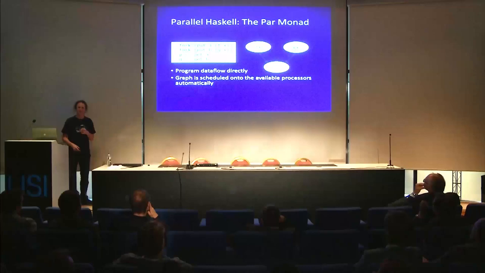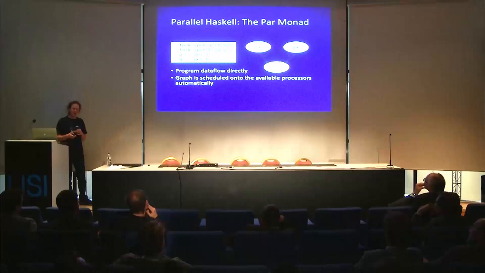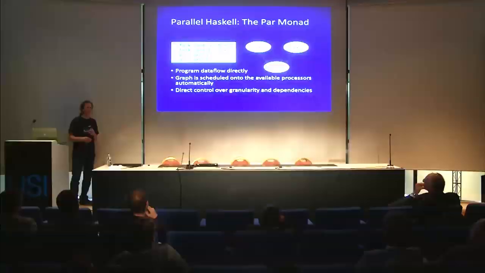So this gives you a slightly more explicit programming model than strategies was. The programmer has to say a bit more about the dependencies, a bit more about the structure of the program. But in return, they get more direct control over the granularity and the dependencies. So this is a different set of trade-offs. If the programmer wants to have a bit more control, they can use this programming model. But it doesn't give you the same kind of modularity guarantees that we had before with strategies.